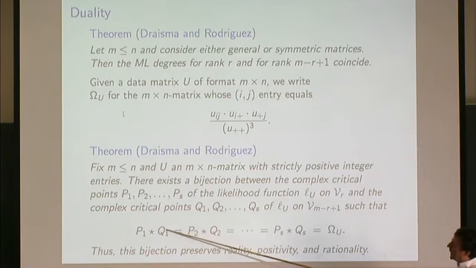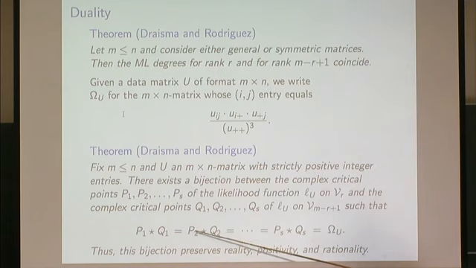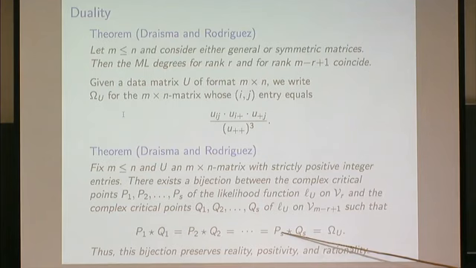P1 times Q1, Hadamard product, is equal to P2 times Q2, Hadamard product, and they're all equal to omega U. Okay? What does this mean? Well, this means that all the structure is preserved. This means if I know Qs, I can compute Ps by Hadamard division, right?